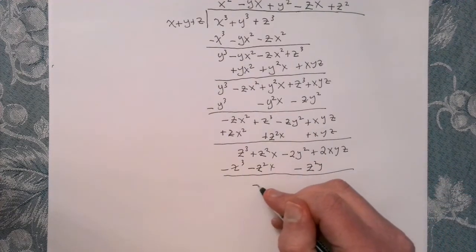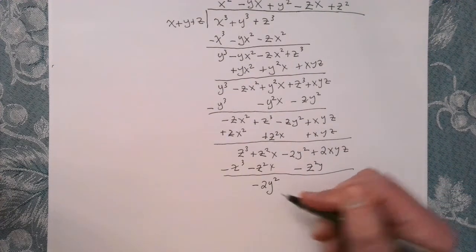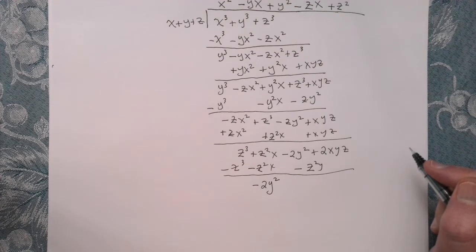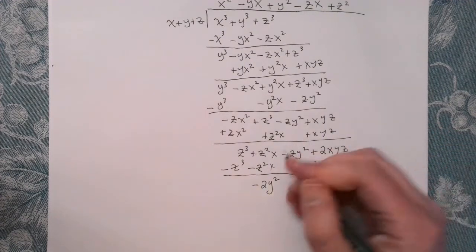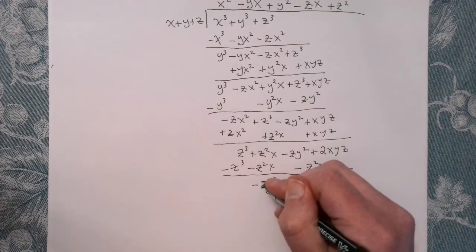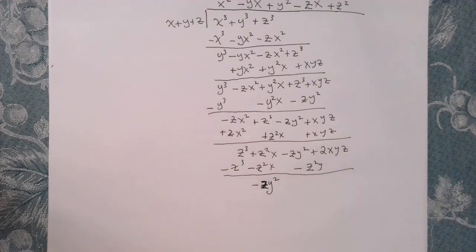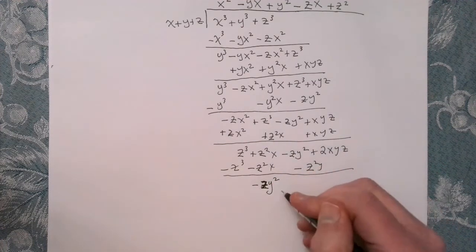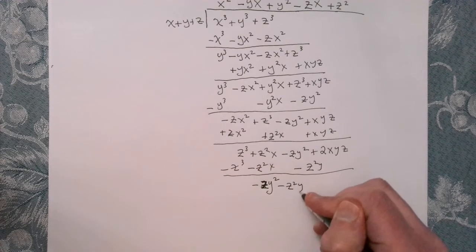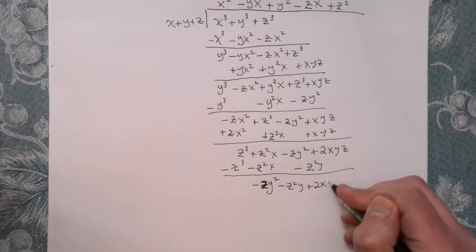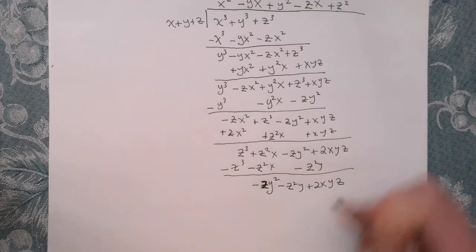Okay, so this seems promising. So this is 2y squared. No, that's a z, isn't it? It's the trouble with the z's and the 2's. There we go. zy squared minus z squared y plus 2xyz.